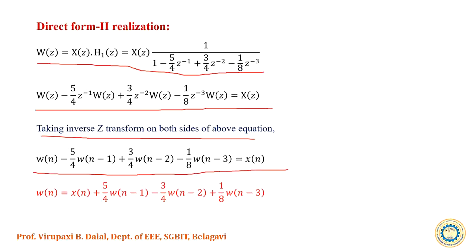Therefore, we can rewrite the above equation as w of n is equal to x of n plus 5 by 4 w of n minus 1 minus 3 by 4 w of n minus 2 plus 1 by 8 w of n minus 3. This equation is with respect to the output of the first sub-block, that is h1 of z.